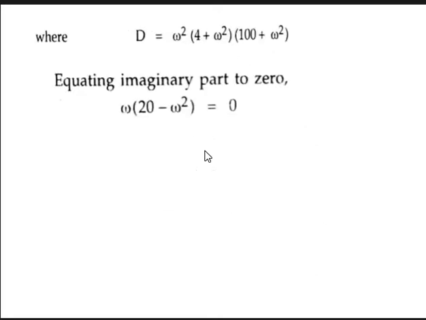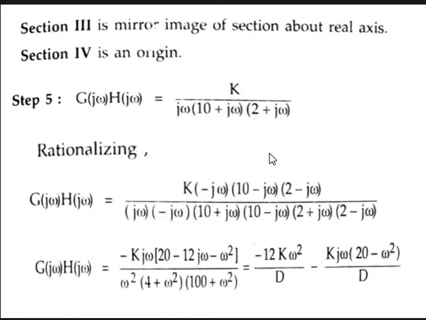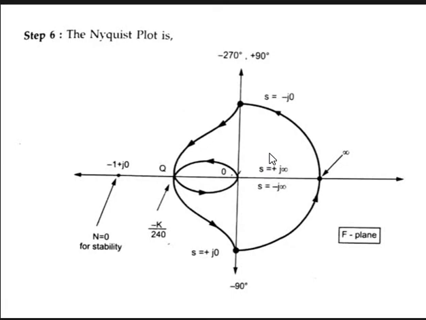Now the angle of rotation is required. For part 1, the angle of rotation is plus 180 degrees, so it covers 180 degrees in the anti-clockwise direction. Plus means anti-clockwise direction, so it starts here and travels like this. Here to here is 90 degrees, and here to here is 90 degrees, a total of 180 degrees in the anti-clockwise direction completed. So the polar plot for section 1 is like this one.